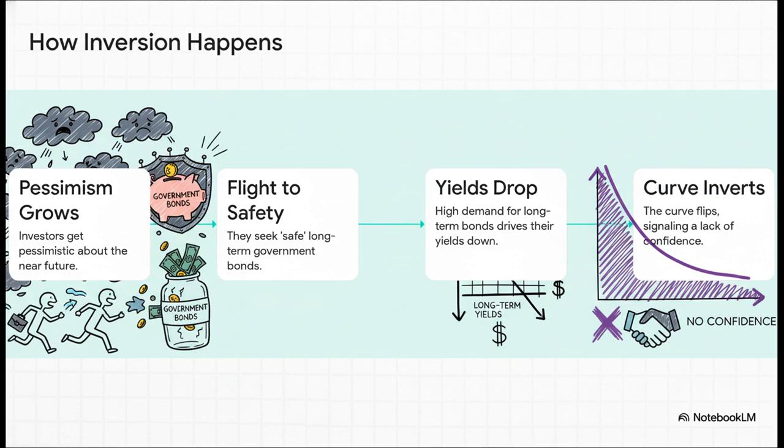And you know what happens when demand for something skyrockets, right? The price goes up. For bonds, a higher price means the yield, the interest rate, actually goes down. So all this demand pushes those long-term yields down, down, down until, bam, they drop below the short-term yields. The curve inverts. It's basically the entire market casting a collective vote of no confidence.